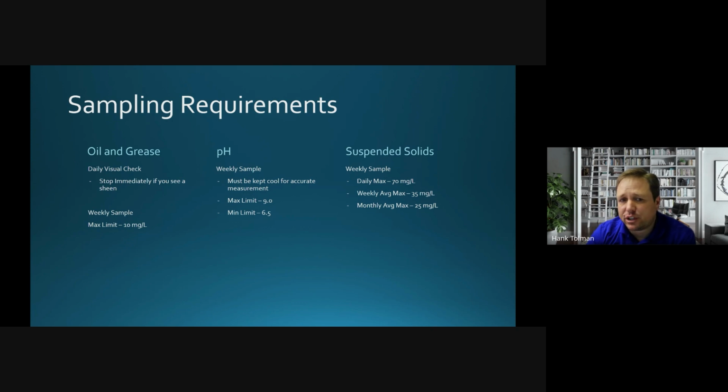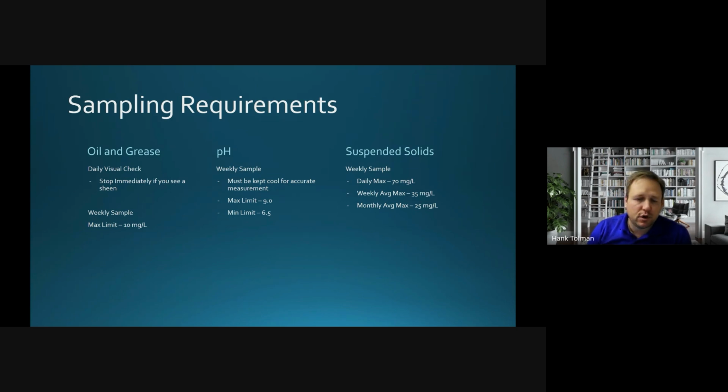Next is pH. One of the other samples, so this is in the other bottle. You'll have a plastic bottle and you'll have a glass bottle. You take samples in both. In the plastic bottle, you test for pH. Now, the lab is going to be very insistent that you keep this cool for an accurate measurement. And obviously, we want to do what the lab says because that's going to help us get the most accurate result. But the idea here is just keep it cool so that they're not going to give you a hard time.